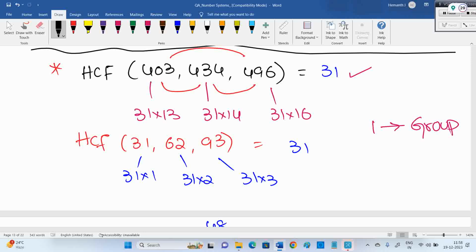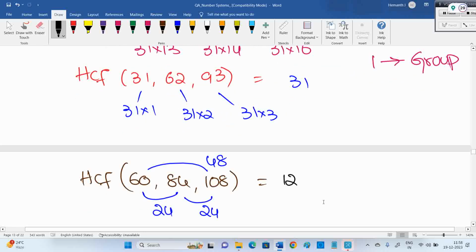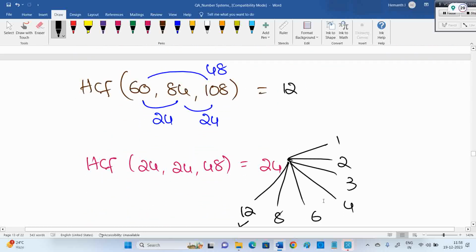If it is not, what do we have to do? In the first case, as every number is divisible by 31, we wrote the HCF as 31. But for the second case, I got 24, but the given numbers are not divisible by 24, so the remedy is to write the factors of 24. Try from the highest, 12; if not, 8; if not, 6; like that we have to go, right?